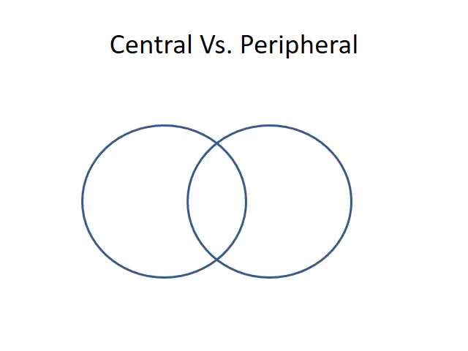So when we're thinking about this peripheral nervous system, one of the things I want to do is work on a Venn diagram. So what is similar about central and peripheral nervous system, and then what are different? What's different about the central nervous system versus the peripheral nervous system? So give that some thought.